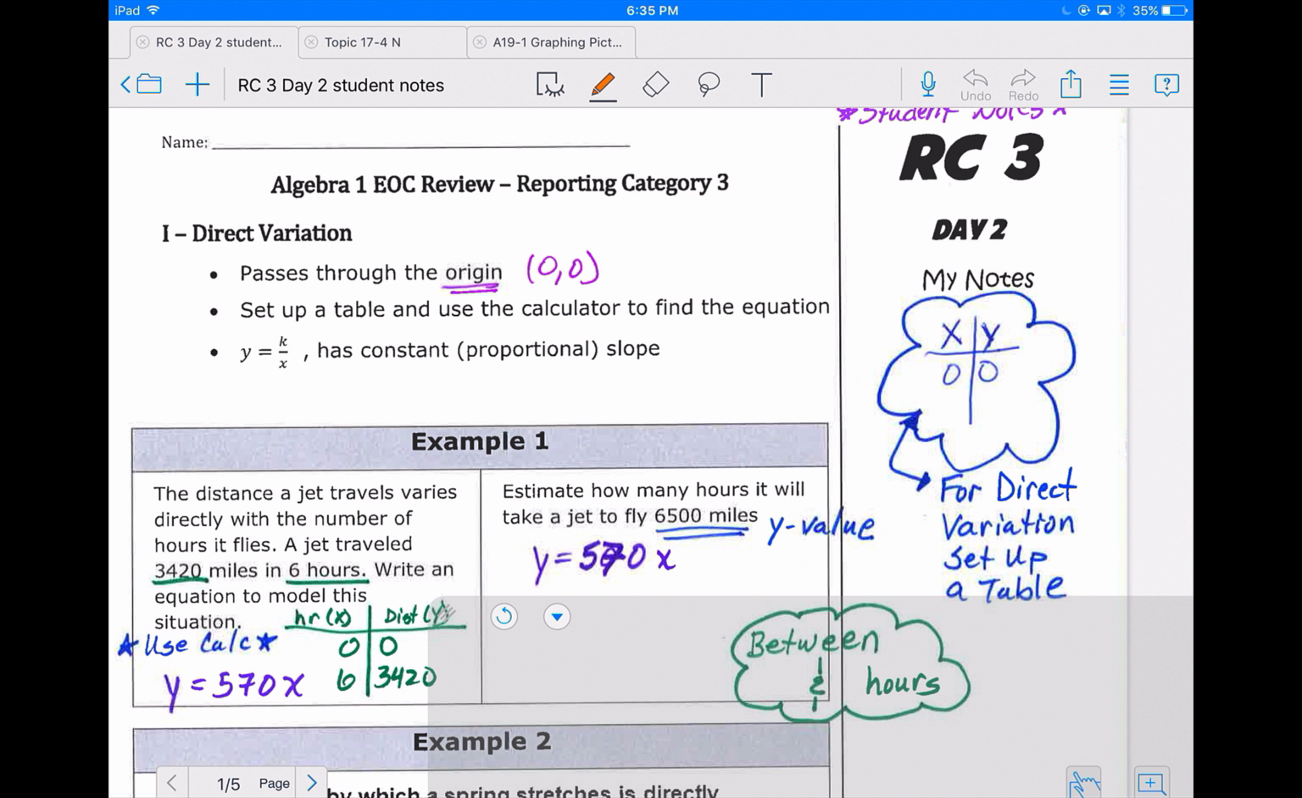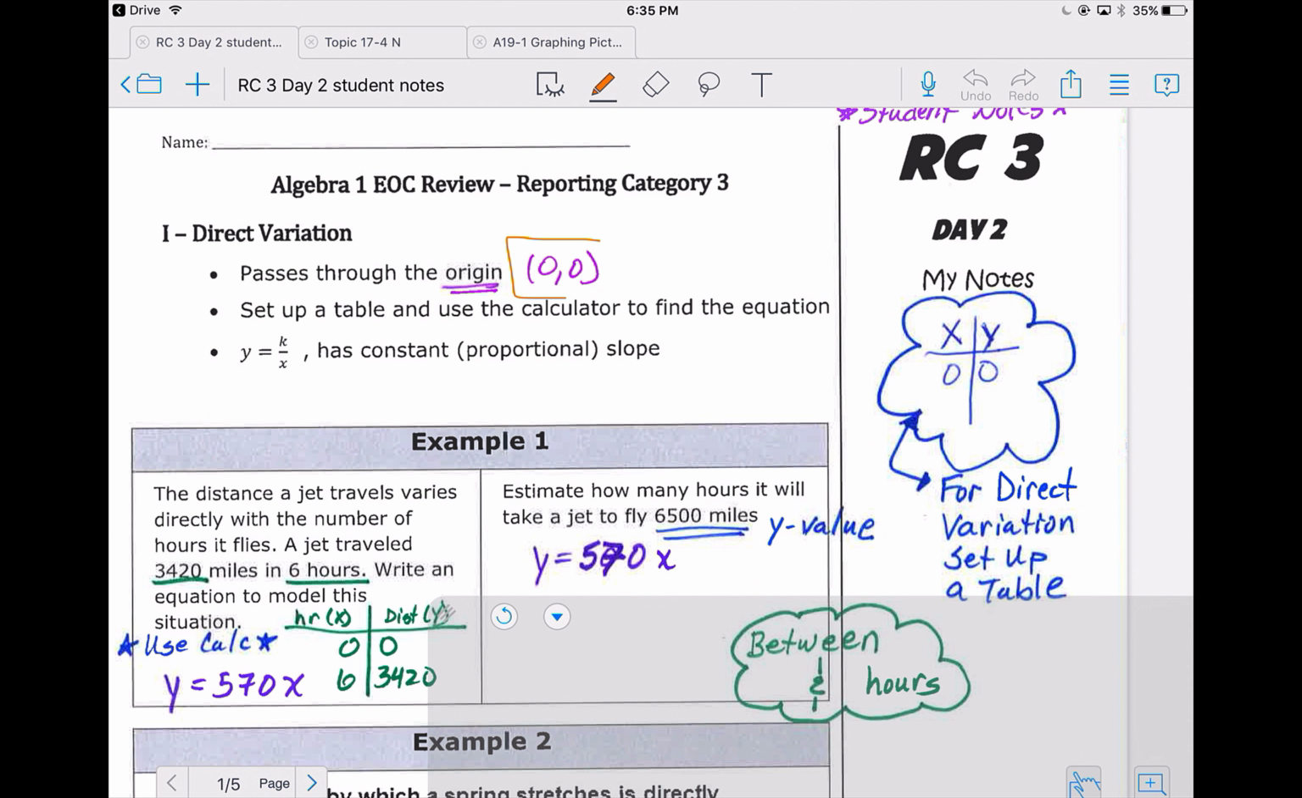Anytime you see the words direct variation, it means you automatically have the point 0, 0 because direct variation goes through the origin. So the origin being the point 0, 0. So if you're given direct variation, you should set up a table and use the calculator. And then you could potentially see this as your equation.